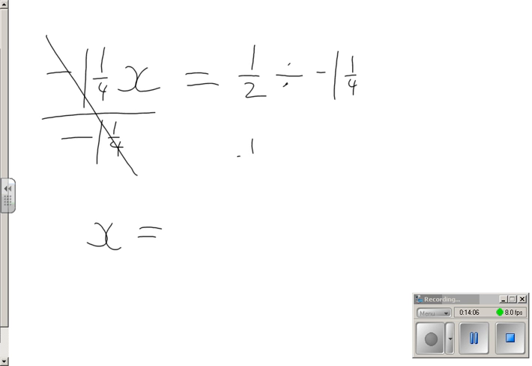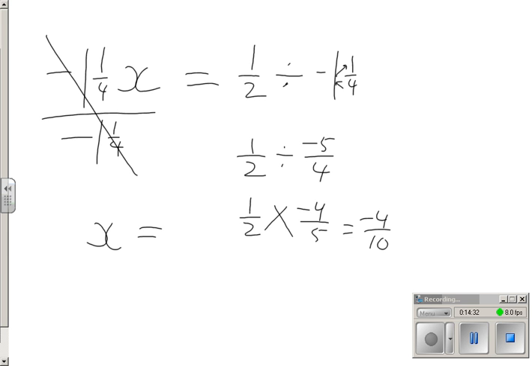Well, 1/2, I'm going to change the multiplication. Actually, hold on. Before I change the multiplication, I want to think about that as division of its improper form. 4 times 1 is 4, plus 1 is 5, negative 5 over 4. That's the same question. Now I look at it as multiplication of its reciprocal. I just changed the division to multiplication and flipped that fraction. I get negative 4 over 10. Is that right? Did I do that right? Yes, I did, didn't I? Yes, negative 4 over 10, or x equals negative 0.4.